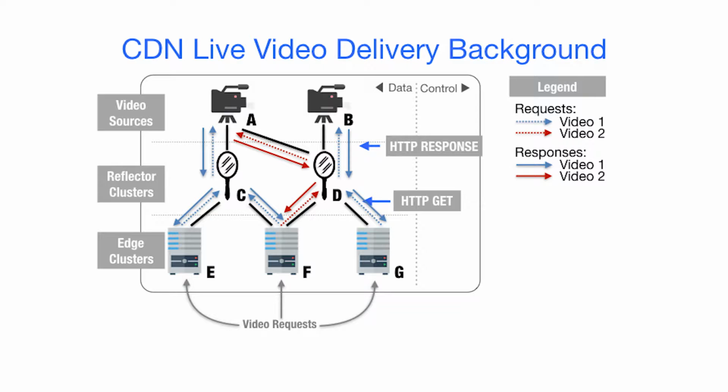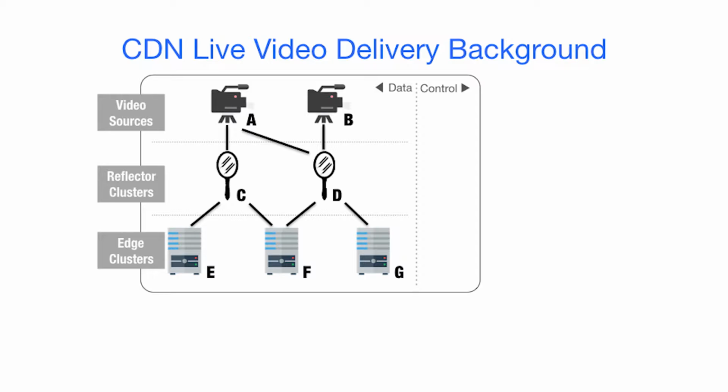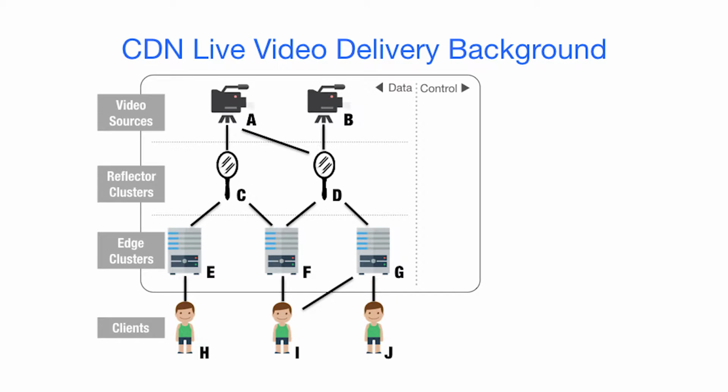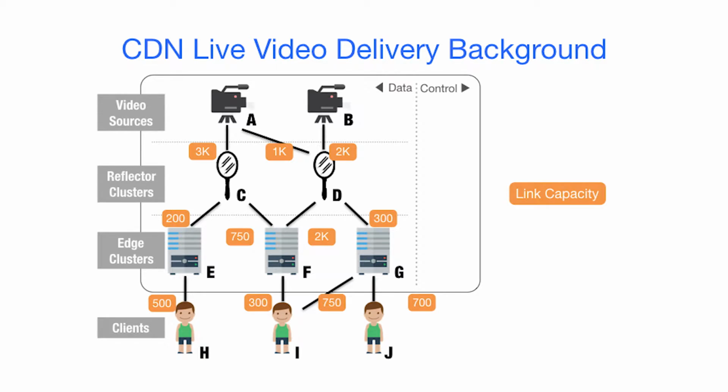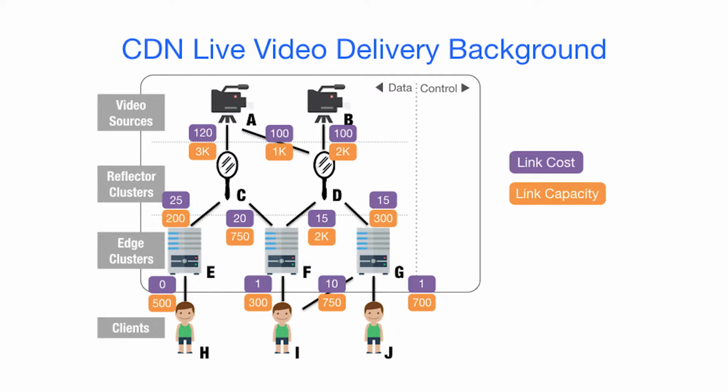OK, so that's not all there is to it. Obviously, these requests come from some clients. Obviously, the overlay has some notion of capacity on every link, as well as a notion of cost to deliver data over those links. Furthermore, on our control plane, we have something going on there. And in the case of CDNs today, this is typically something a little bit more simplistic, like a DNS server.